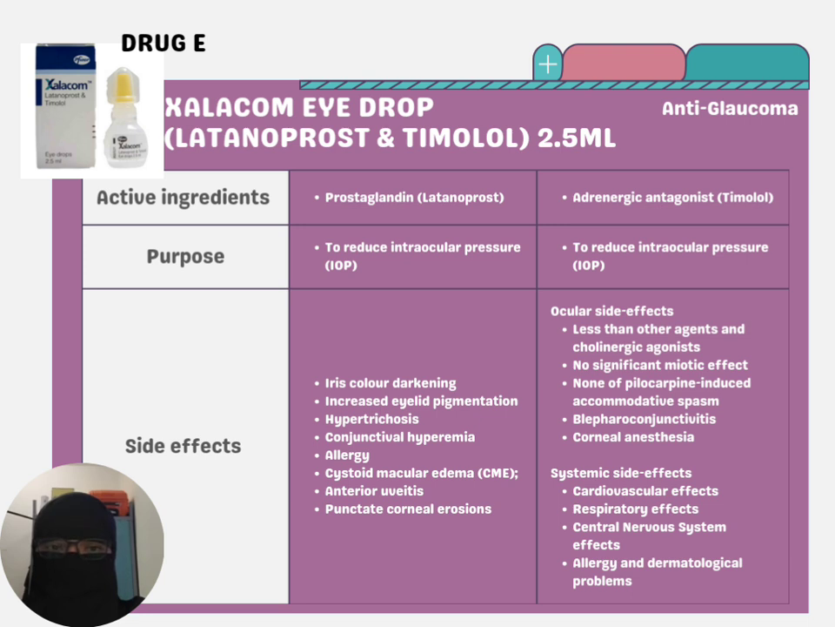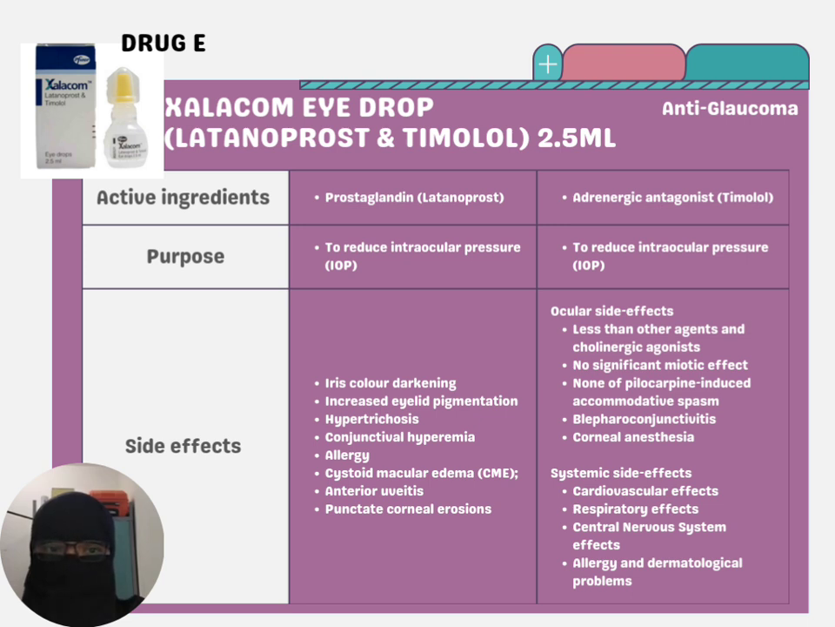Among the side effects of prostaglandin are iris color darkening, increased eyelid pigmentation, hypertrichosis, conjunctival hyperemia, allergy, cystoid macular edema (CME), anterior uveitis, and punctate corneal erosions. For the side effects of timolol, they are divided into two. The first one is ocular side effects, and the second one is systemic side effects.